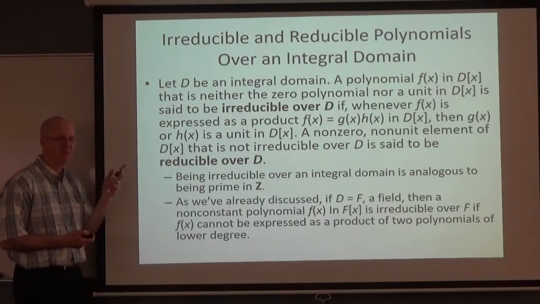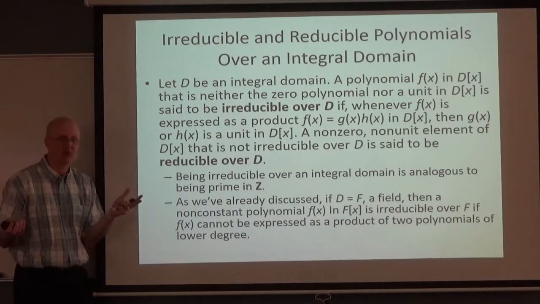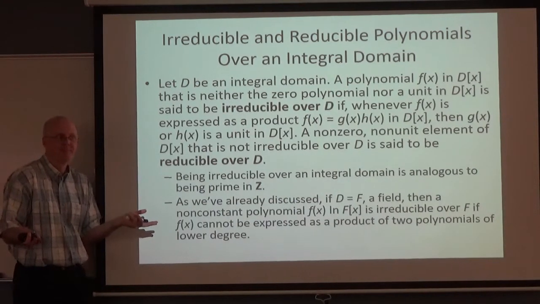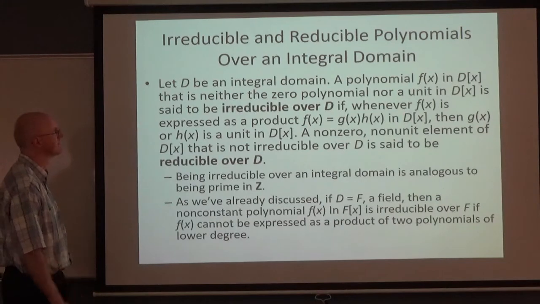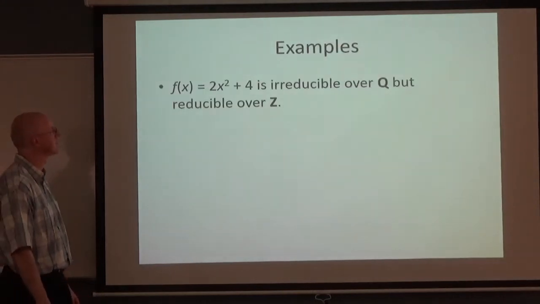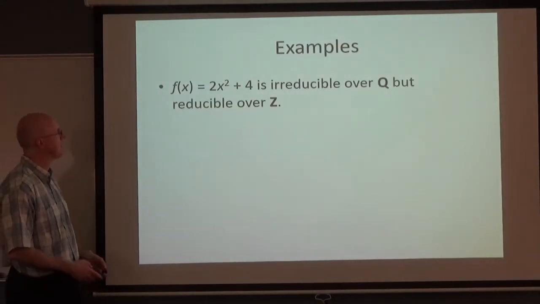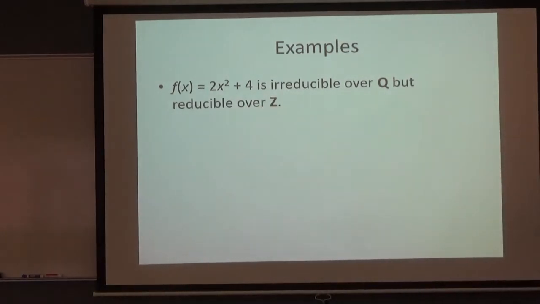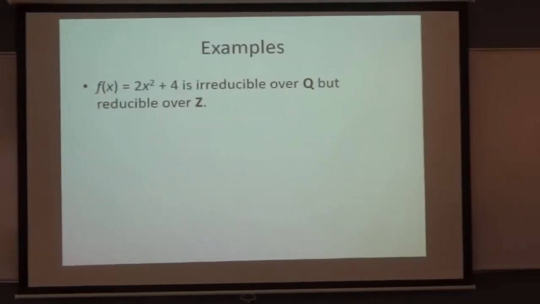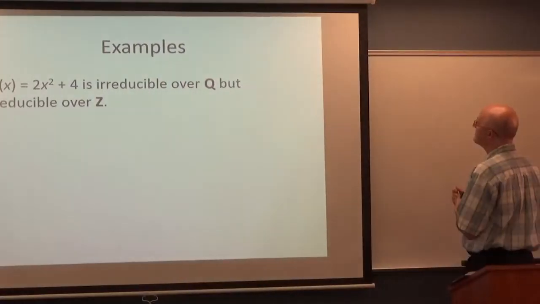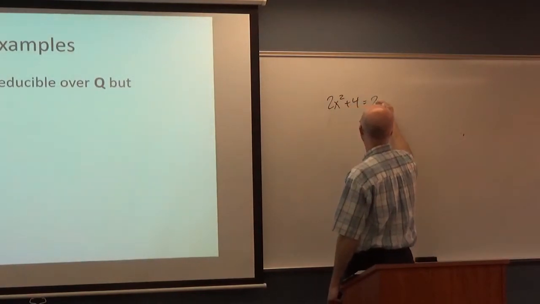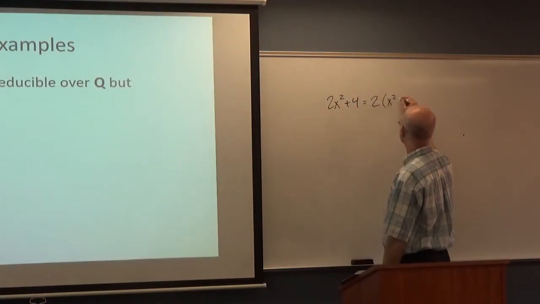Being irreducible over a field is analogous to being prime. Being reducible is analogous to being composite, not prime. They're similar concepts. Here are the examples from your book. 2x squared plus 4 is irreducible over Q, but reducible over Z. Q is a field, Z is not, but Z is an integral domain. Now, in either Q[x] or Z[x], we can do this factorization.